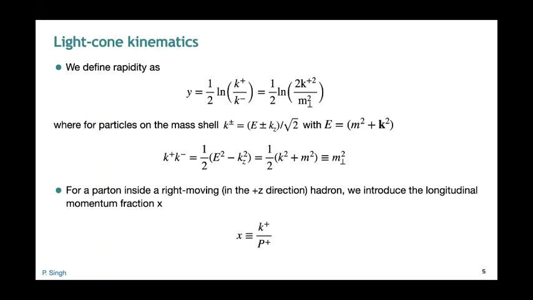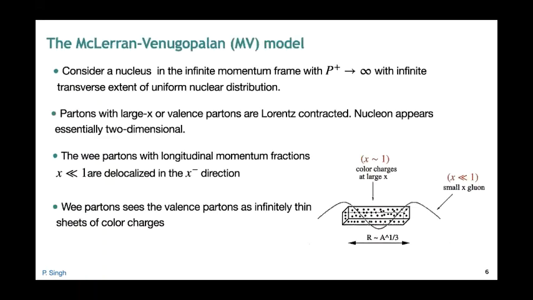Apart from rapidity, people also define the longitudinal momentum fraction, which basically tells you how much of the momentum of a particular hadron a parton carries. If k^+ is the momentum of the parton and P^+ is the momentum of the hadron, then x is defined as k^+, the momentum of the parton, divided by the momentum of the hadron.